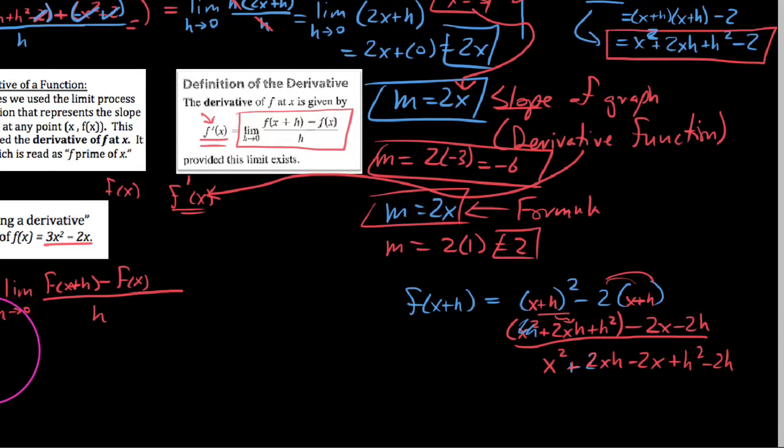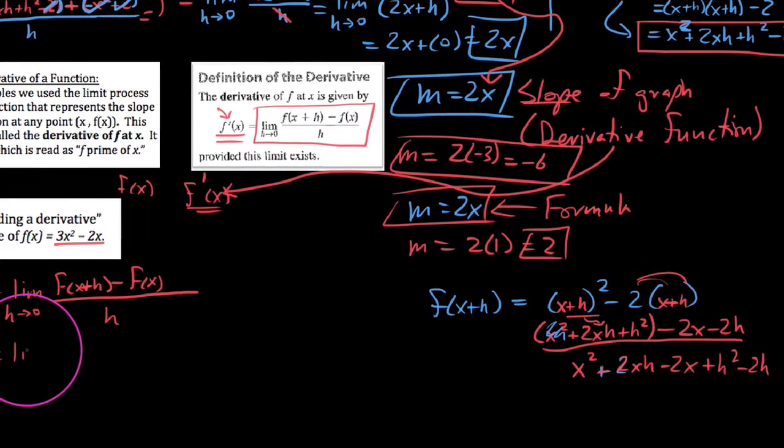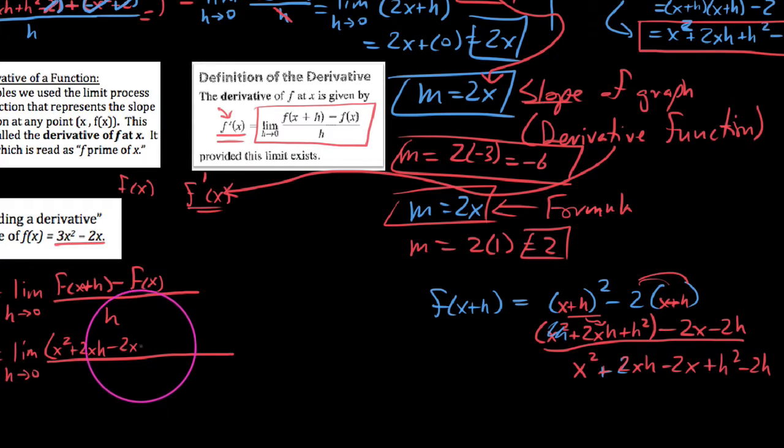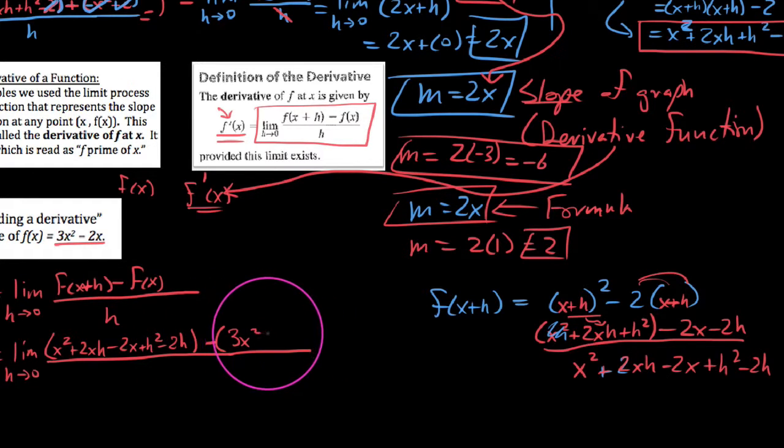So we're going to go ahead and evaluate this limit now. We say the limit as h approaches 0 of this. So the entire quantity we just found, x squared plus 2xh minus 2x plus h squared minus 2h, minus our original function f of x, which is essentially 3x squared.